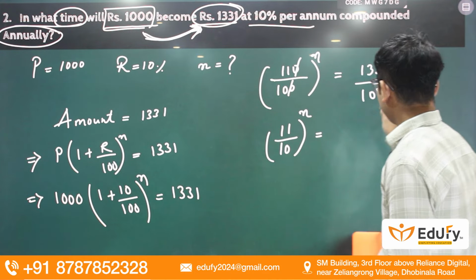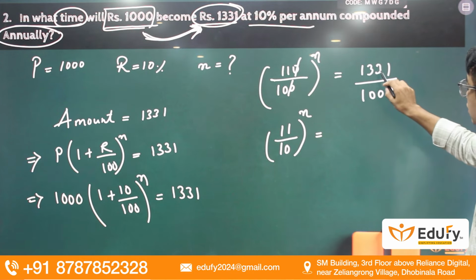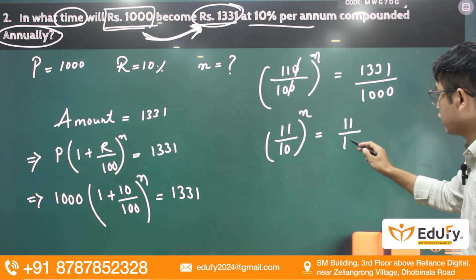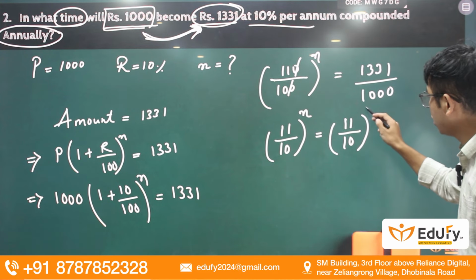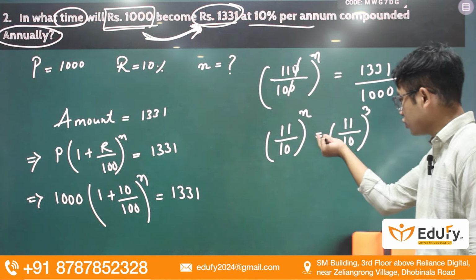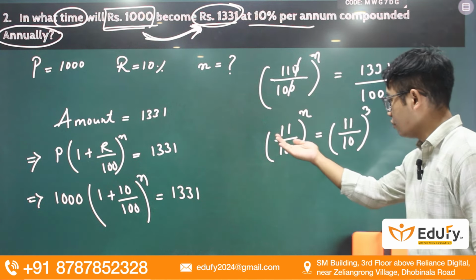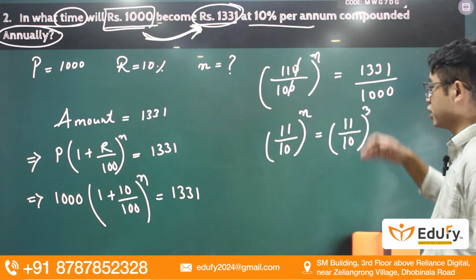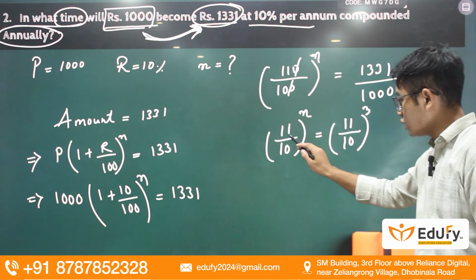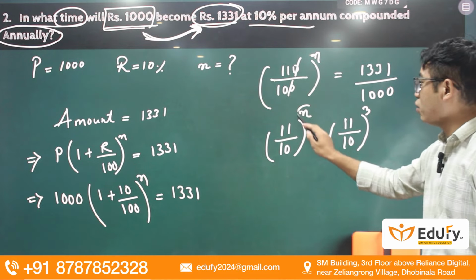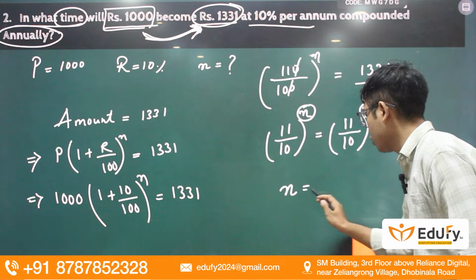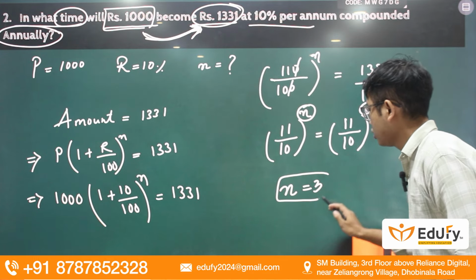Now, this 1331 is 11 cube, and this 1000 can be written as 10 cube. So I can write this as (11 by 10) to the power 3. Now, if we learn about exponents, this is called the base and this is the power, right? If you have an equal sign, it means this side should be equal to this side. So since the bases are same, the powers also should be same. That is the exponent rule. So your n value here will be 3.